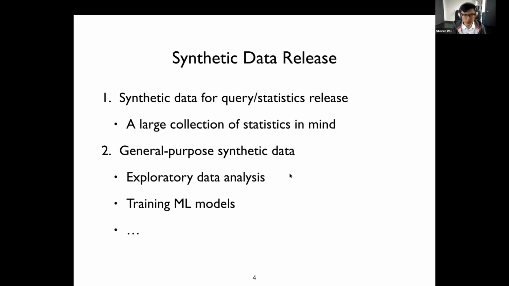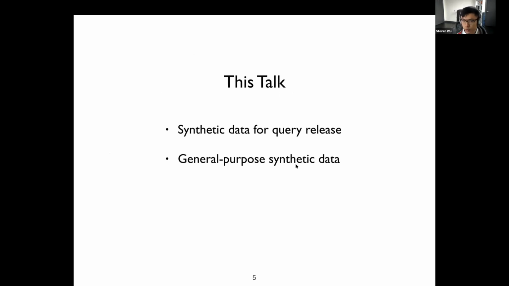So I'm going to use these two categories as some sort of roadmap to guide us through this talk. I'm going to talk a little bit about our recent work on generating synthetic data specifically for query release, or releasing a bunch of statistics that's predefined and something you would like to get good accuracy on. And then I will talk a little bit about when the goal is not as clear, and think about general purpose synthetic data as well.